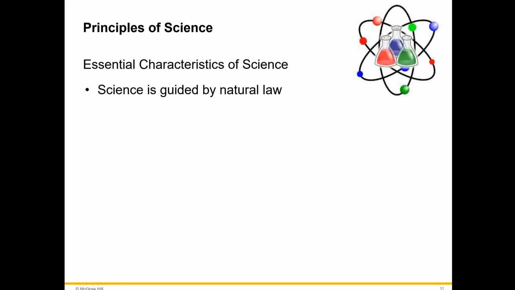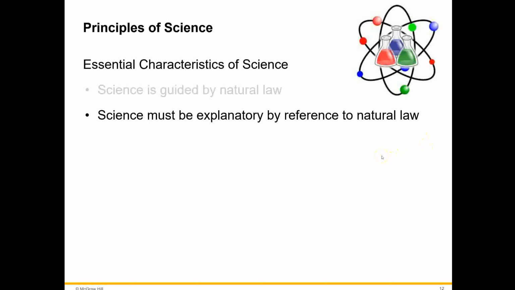If you say that ghosts caused animals to evolve, well, you can't really get the ghost down to the lab, and so that would not count as science. So it must be guided by natural law, not conjecture, not guesses, not supernatural things, natural law. Science must be explanatory by reference to natural law. Again, you have to be able to go back to the underpinnings of natural law in order to be able to explain what you are saying.